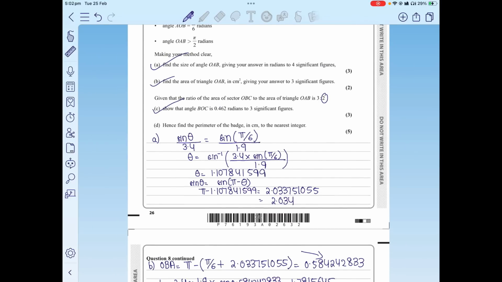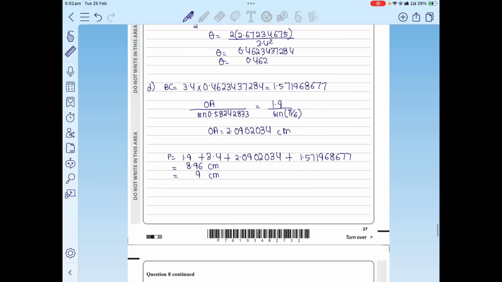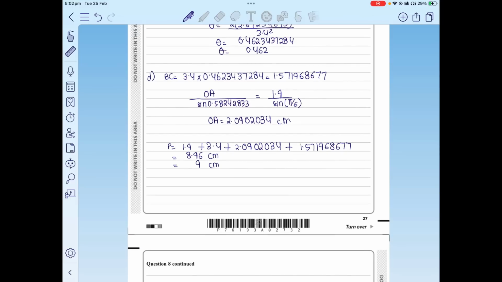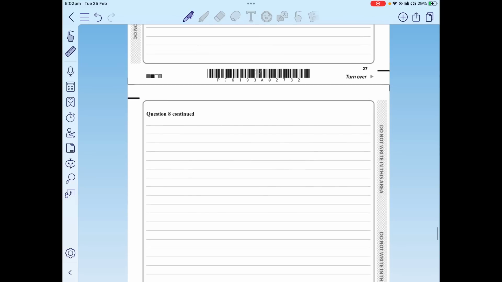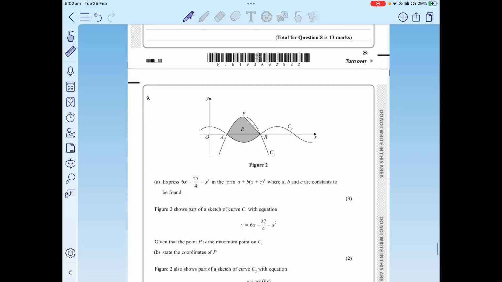This was 10 or 13 marks, so this was a pretty long question. And it is easy if you are just a bit careful and don't mess around with any angles and stuff like that. All right, now we'll be moving on to question number 9.